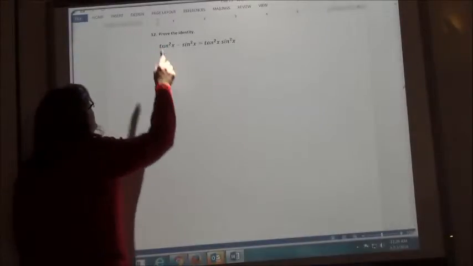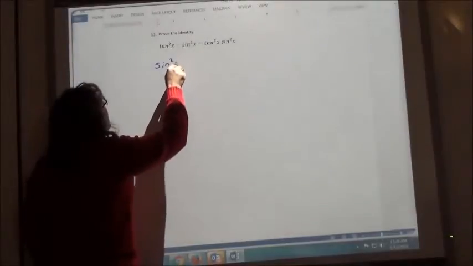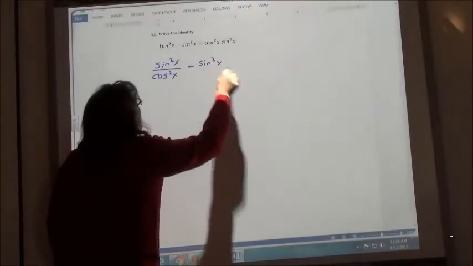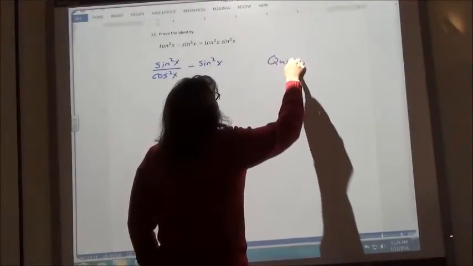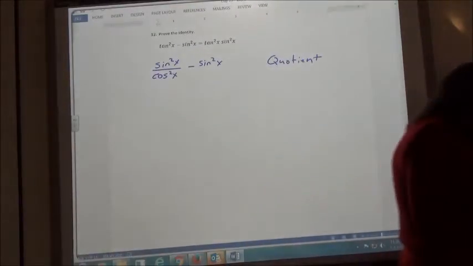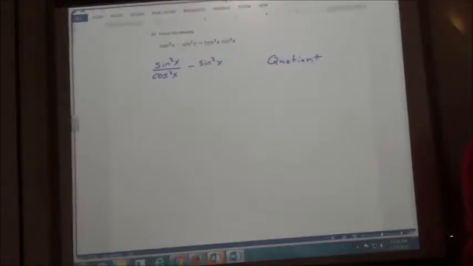Number 12, we have tangent squared minus the sine squared, and we want it into tangent of x and sine squared of x. So again, I'm going to start by changing my tangent squared of x in terms of sine and cosine. So I'm going to say that this is the sine squared of x over the cosine squared of x minus the sine squared of x. And I'm just using my quotient identity in order to start that one, because I try to put things in terms of sine and cosine whenever I can.